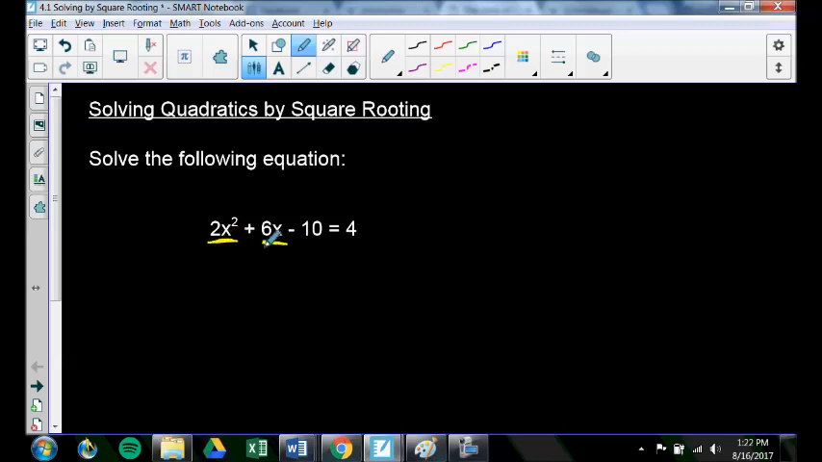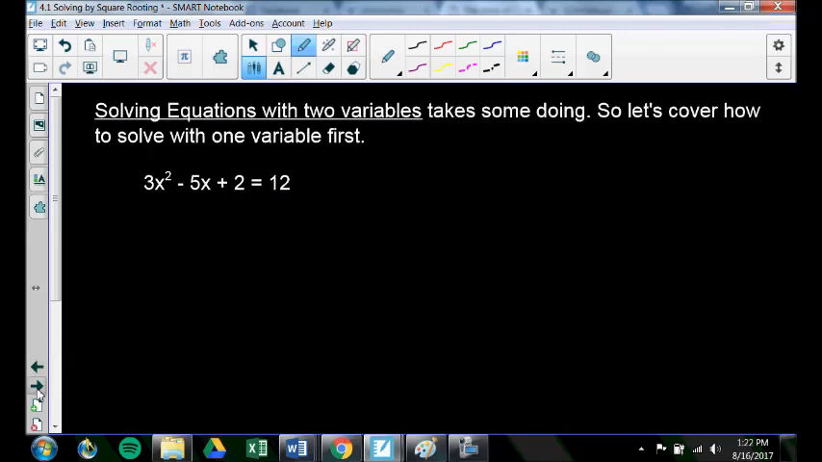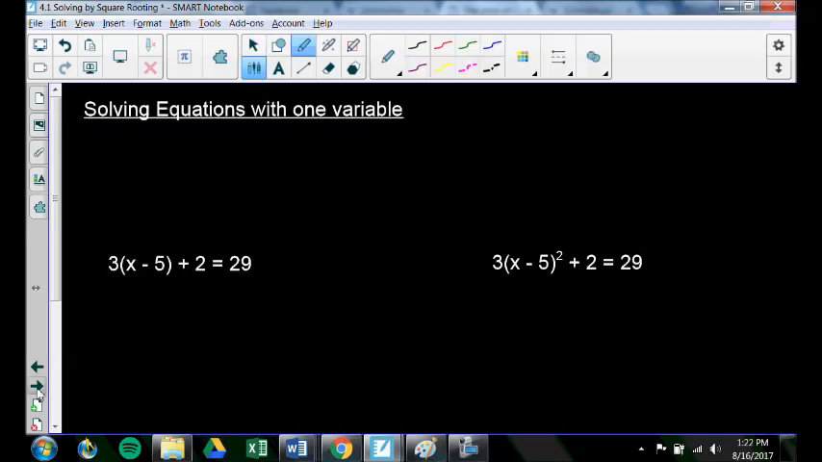Trying to solve this equation here, however you did it, is probably not happening because this equation has 2 variables in it. Most of what you've solved in Algebra 1 in previous classes had 1 variable. Solving equations with 2 variables takes some doing. It's quite more complicated than just solving with 1 variable. So let's talk about how to solve with 1 variable first. We have to work our way up to that. So first let's talk about solving things like this. Both of these equations have just 1 variable.